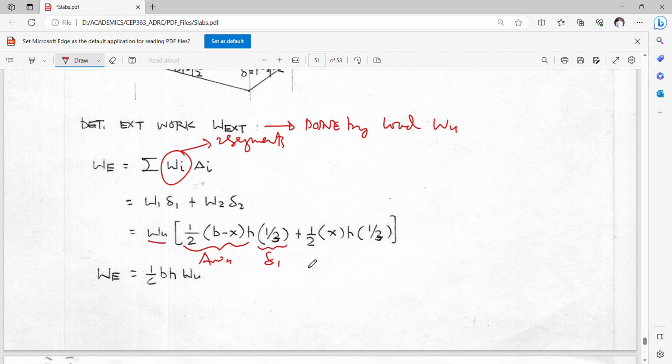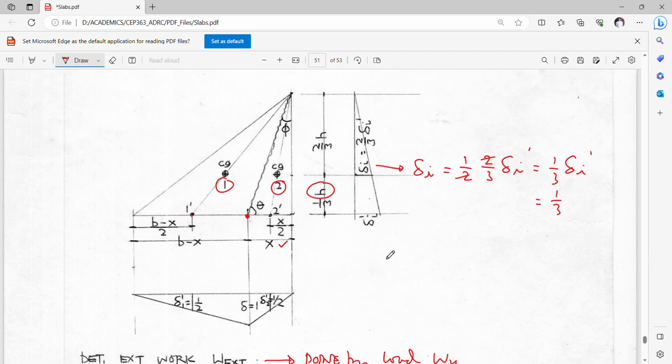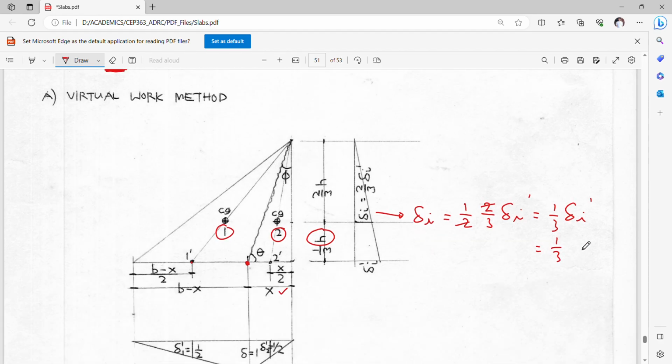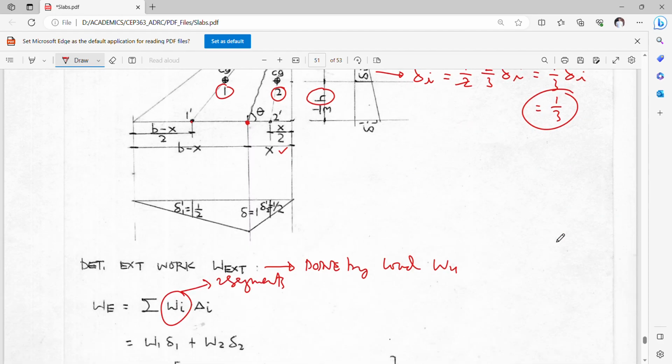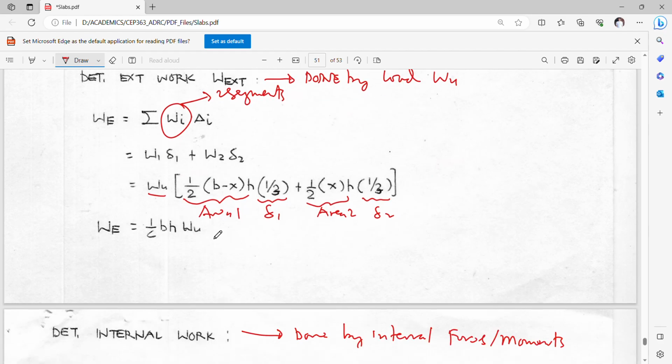Okay, and this is now the area of the other segment, multiplied by delta. One third depth was obtained down to this one. Okay, so manipulating this equation here, we now get simply W1 over 6, and x will be cancelled out. Not always, but sometimes this happens, that your external work will no longer be in terms of your unknown parameter.